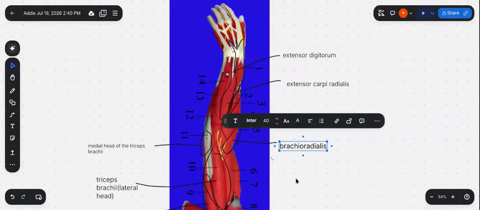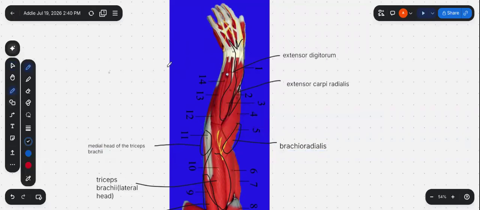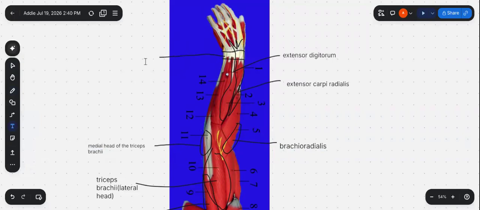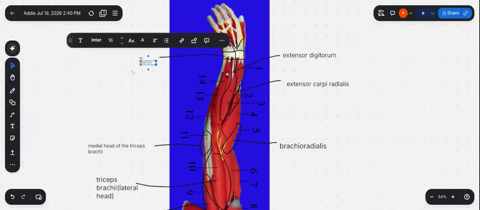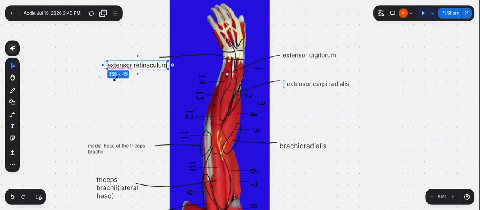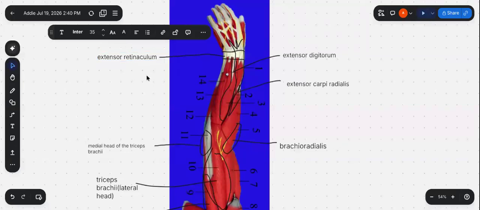All right. Now, this white band that is on top of all of the tendons over here is basically just anchoring all of the tendons down so that they're not popping up. This white band is called the extensor retinaculum. And you also have a flexor retinaculum, which is on the other side of your arm, on the flexion side.